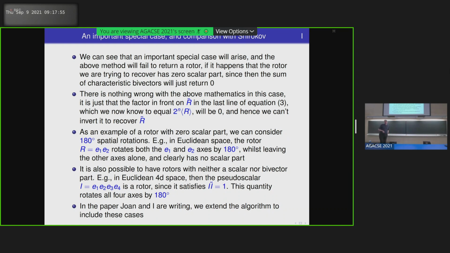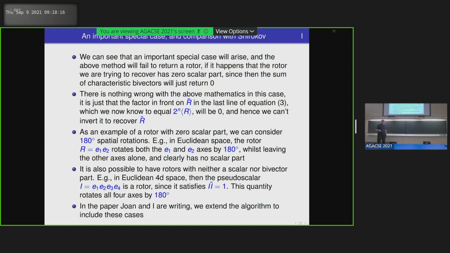An example of a rotor with zero scalar part: you can consider 180 degree spatial rotations. In ordinary Euclidean space, R equals e1e2 rotates both the e1 and e2 axes by 180 degrees. It leaves the other axes alone. It's just a bivector, no scalar part.